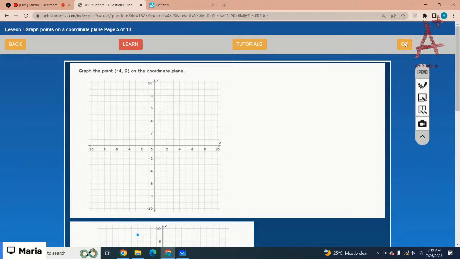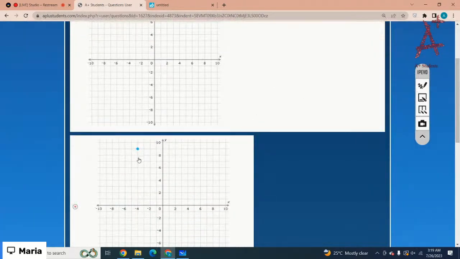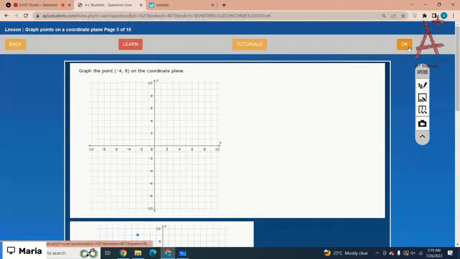Okay, graph the point negative 4 and 9 on the coordinate plane. So which is the correct option? Negative 4 and 9. X is negative 4 and y is 9. So it must be here in the second quadrant, right? So the correct option is option number 1. You can match negative 4 and 9. Got it?